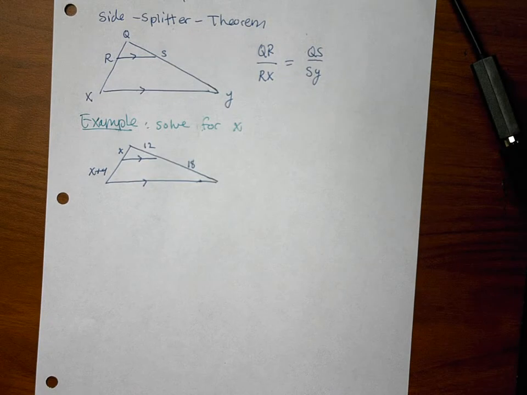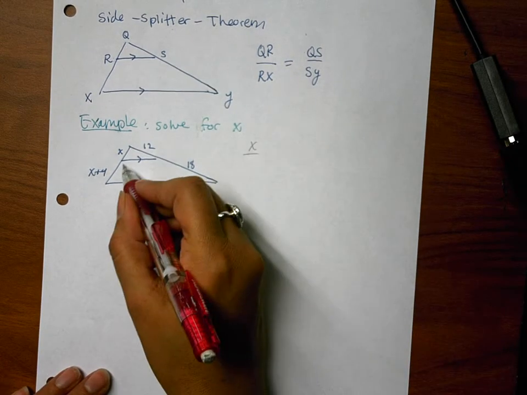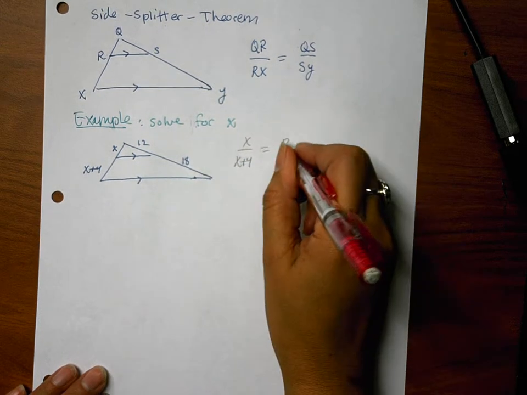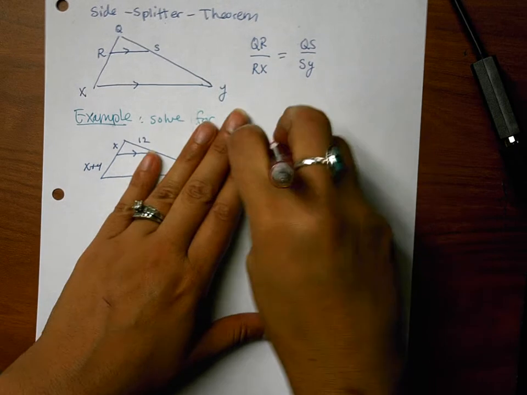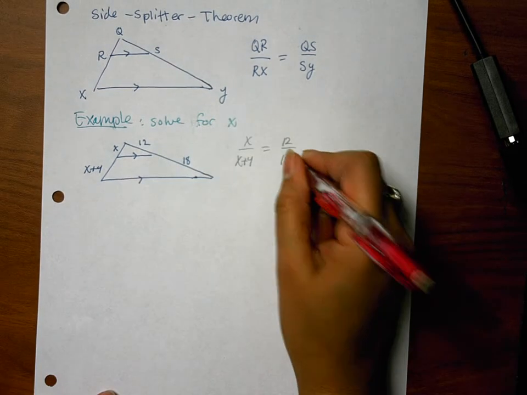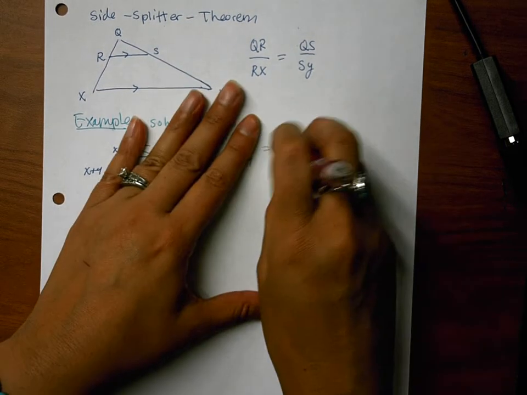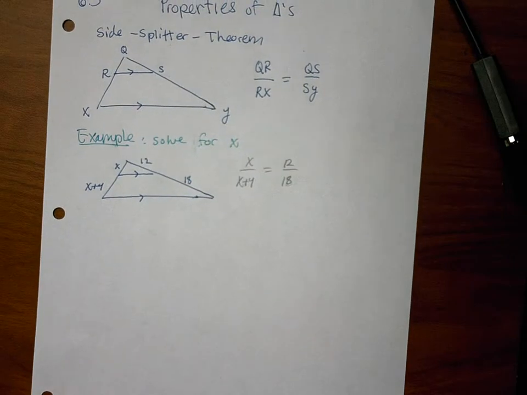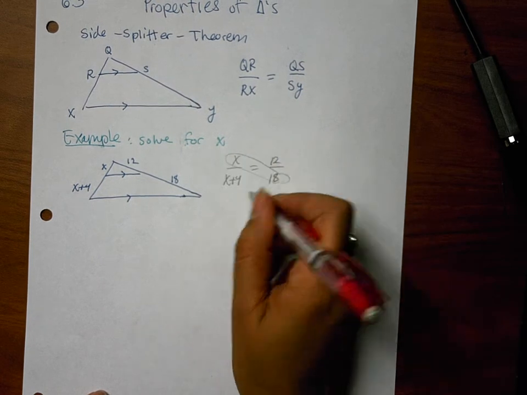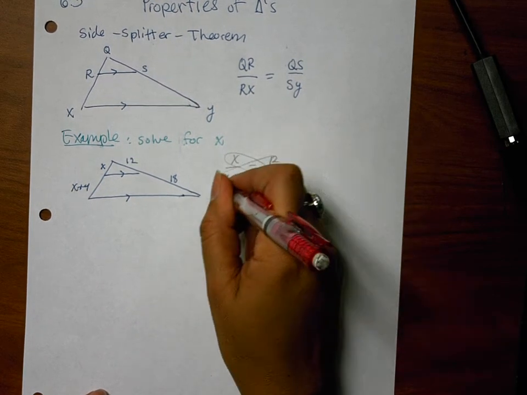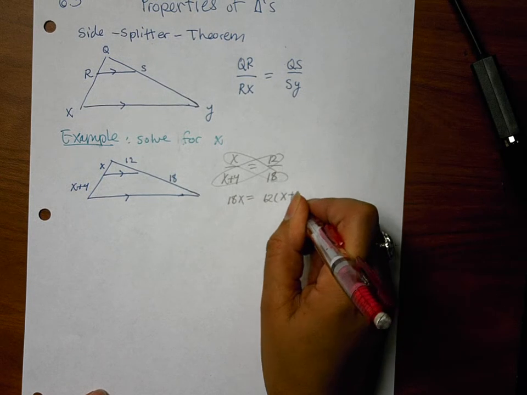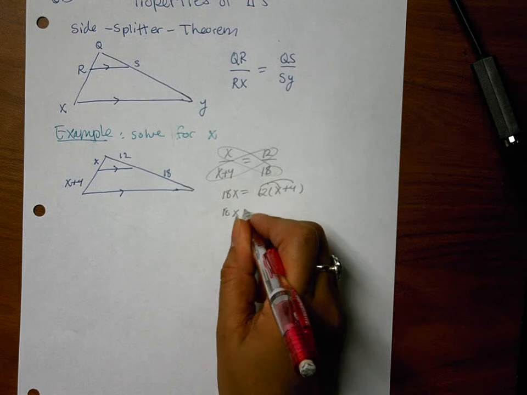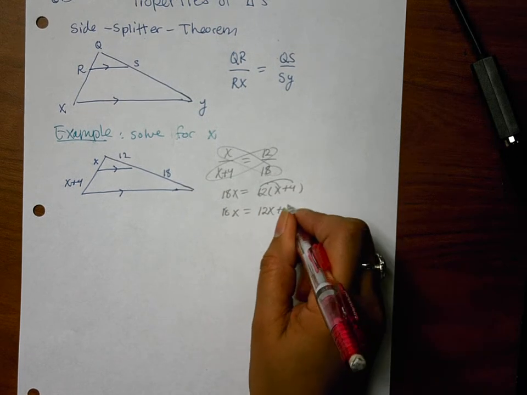The length of the top piece, which is X, over the length of the bottom segment, which is X plus 4, equals top over bottom, 12 over 18. Now, that's it. X over X plus 4 equals 12 over 18. And then you go through and solve. You cross multiply. 18 times X is 18X. 12 times X plus 4. Don't forget you do have to distribute there. So you get 18X equals 12X plus 48.